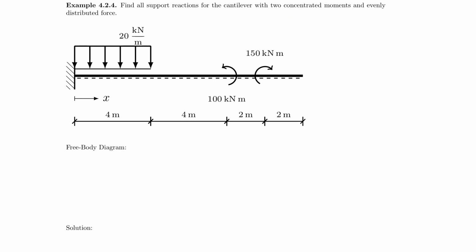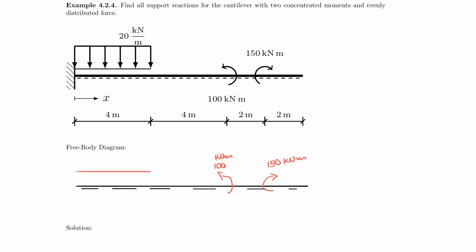As always, let's get started with our free body diagram. So I am copying this system down and I will use all my forces. For example, here the 100 kilonewton meter, and then here my 150 kilonewton meter, and of course also my evenly distributed force, which is acting over 4 meters.